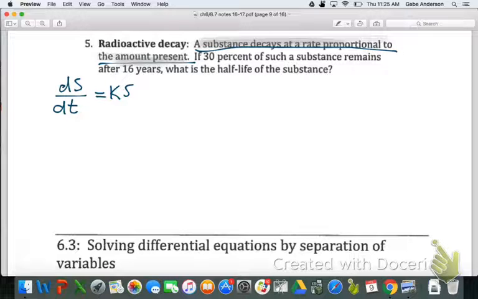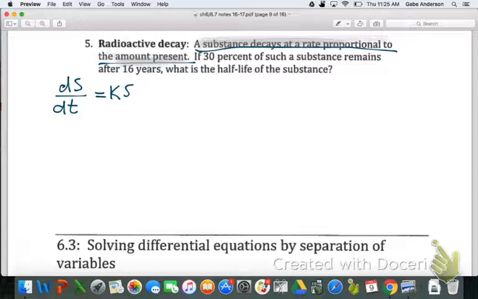So let's say, guys, listen. Hush. Let's finish this up. So it says 30% of such a substance remains after 16 years. What is the half-life of the substance? I want to point something out to you guys. There is some key wording that we've talked about quite a bit, and we're going to talk about it a lot more in the next section. It's kind of fortuitous that it's sitting right there.